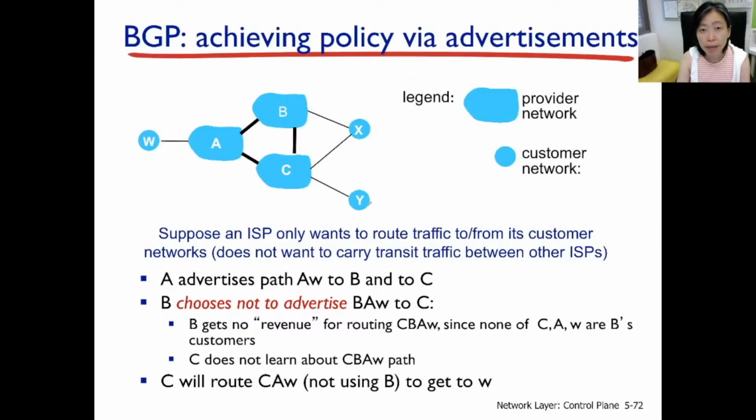In scenario 1, let's assume that there's a user in customer network Y wanting to send something to the user in W. And so in order for W to draw in traffic from the internet, its provider A will need to announce its existence. So AW, an AS path, needs to be sent to the neighboring ASs, which happen to be ISP B and ISP C. So A advertises path AW to B and to C.